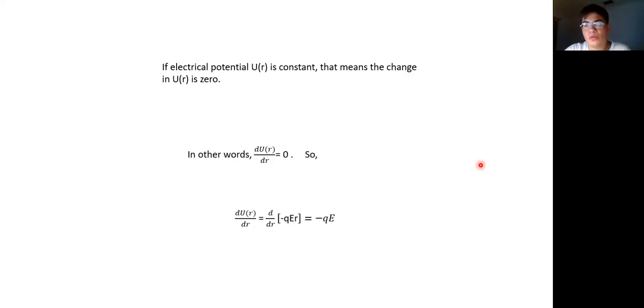So we're going to differentiate the function that we had earlier, negative Q E times R, with R being the independent variable. R is to the power of 1, and the derivative of that is just going to be 1. And we're going to have 1 times negative Q times E. That's going to be the derivative of the function. And we're already told that the derivative of the function, or the change in the potential, is 0. In other words, the change in the potential is constant. There is no change.